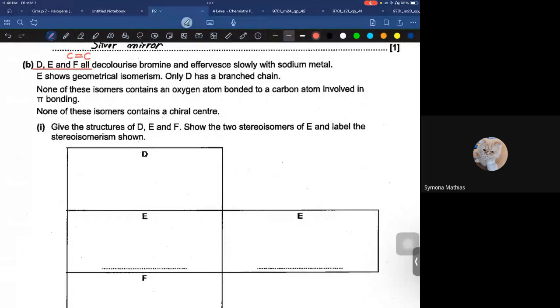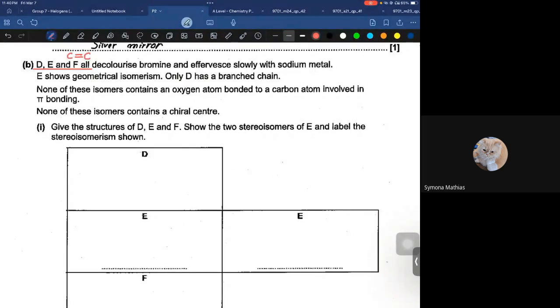E shows geometrical isomerism, which means that E has a carbon-carbon double bond and different groups are attached. That's why it gives geometrical isomerism. Only D has a branched chain. None of these isomers contain an oxygen bonded to a carbon atom involved in pi bonding. None of these isomers contain a chiral center. Give the structures of D, E, and F, show the two stereoisomers of E, and label the stereoisomerism shown.